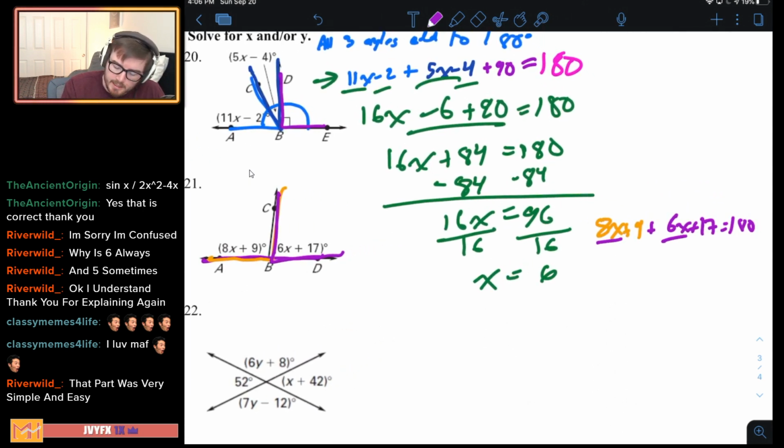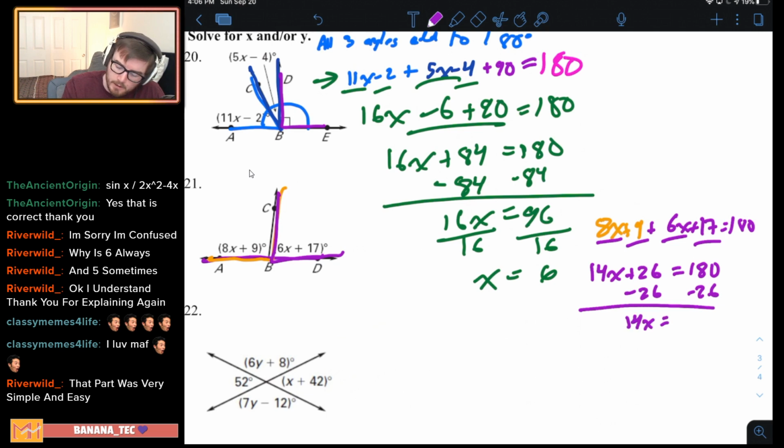So 8x and 6x make 14x. 9 and 17 make 26. Subtract the 26. I get 154. Right? Yeah. Divide the 14. I get 11. I didn't write divided by 14, but I said it. Got another one. X equals 11. Dope.